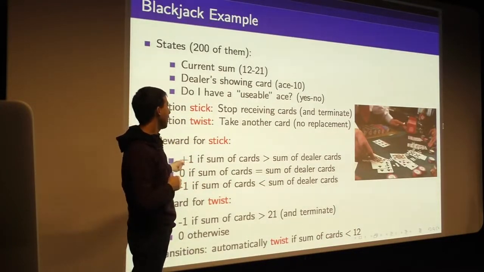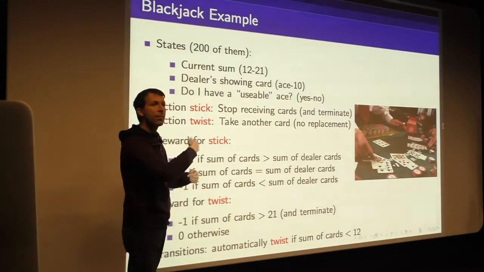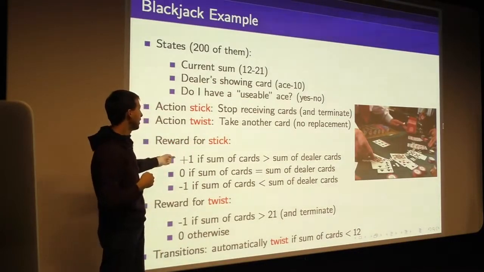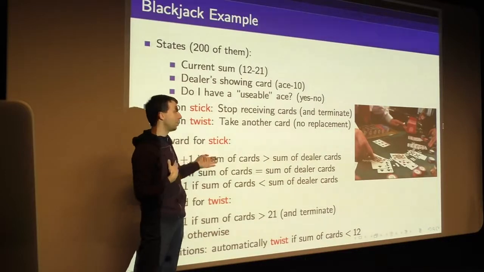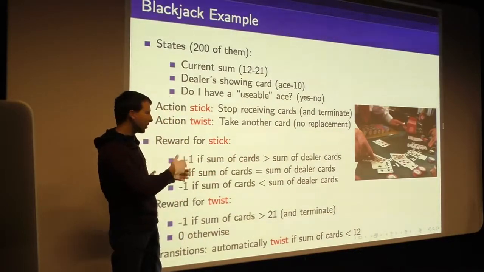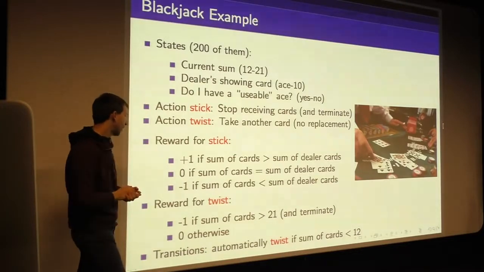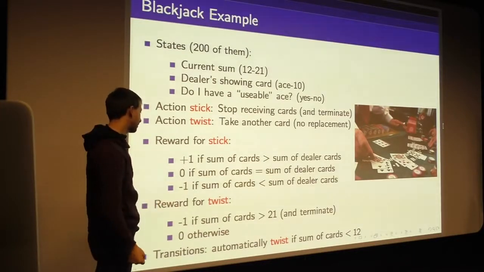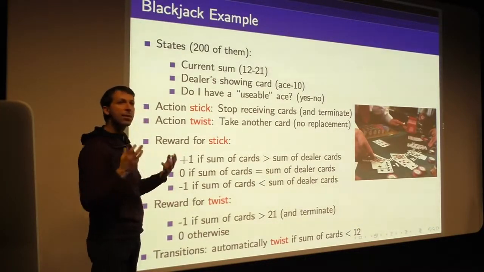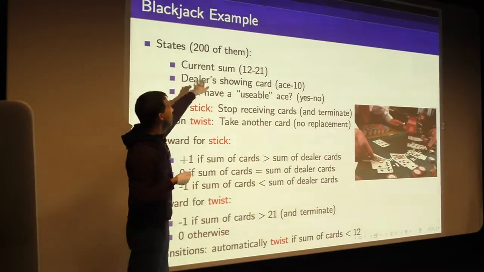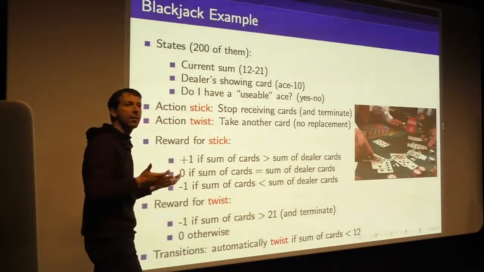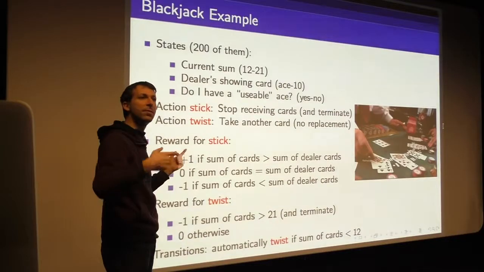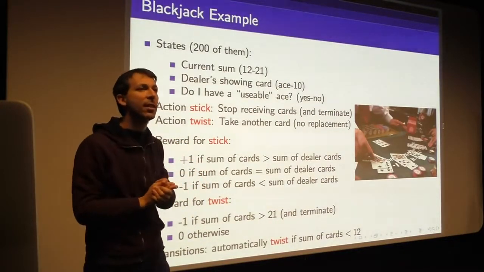If you do stick, then the dealer plays out the game. You just think of that as the turn of the environment. The dealer plays out the game all the way to the end; that's 1 step of the environment. Then you get +1 reward if your sum's greater than the dealer's sum, 0 if it matches, and -1 if you've got less. If you twist, then you get -1 if you go over 21, because you go bust, and 0 otherwise. For the transition structure of this MDP, the only thing we're going to add is that if you've got less than 12, we're going to automatically twist. That's just part of the MDP, so you only make actions where there's an interesting action to make. There's this auto twist as part of the environment if you have less than 12.